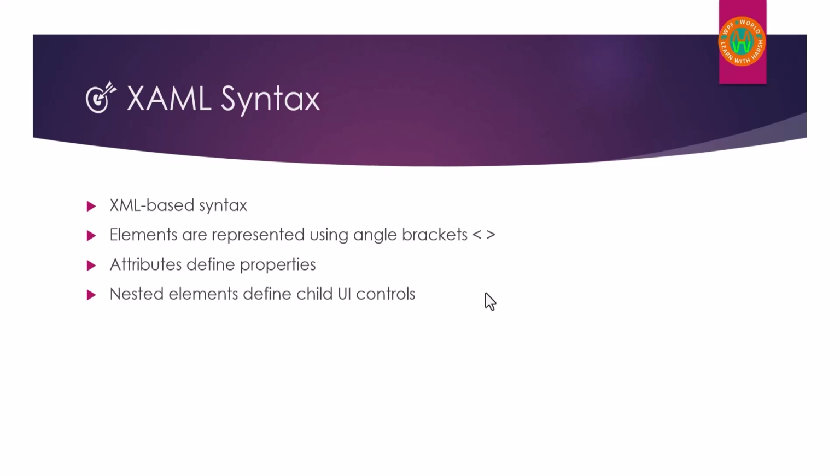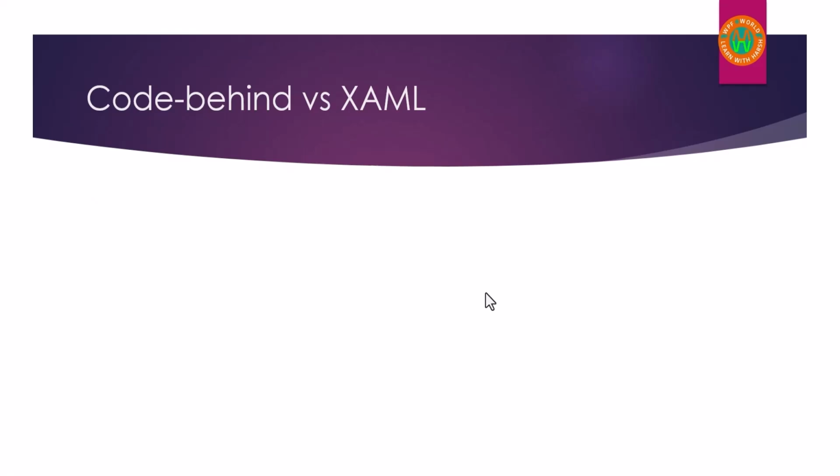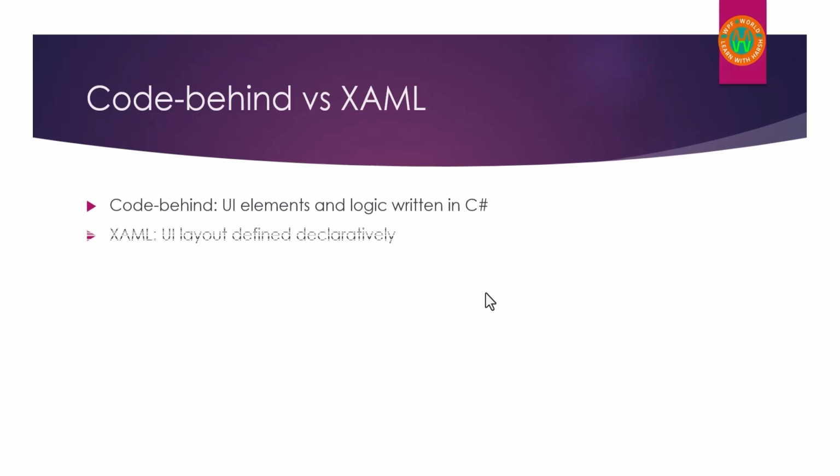Now let's understand what is code behind in XAML. In WPF, you can write your UI in XAML and link it with C# code in what's called the code behind file. This separation of layout and logic improves code organization. XAML handles how your app looks and code behind handles how it behaves.